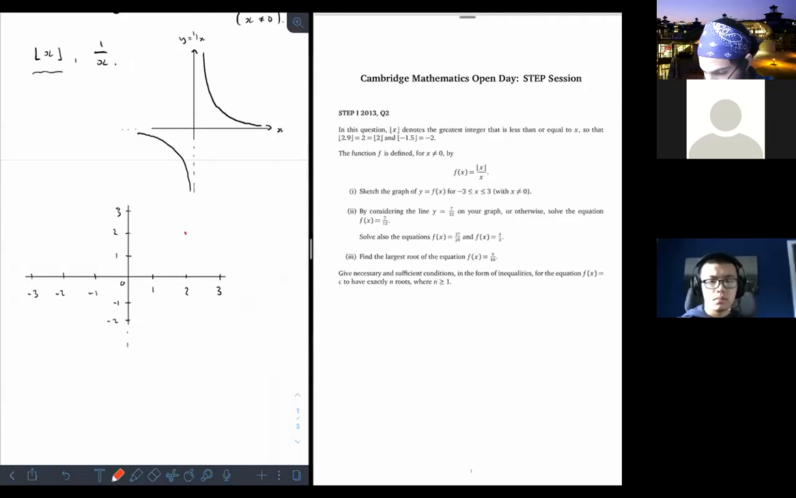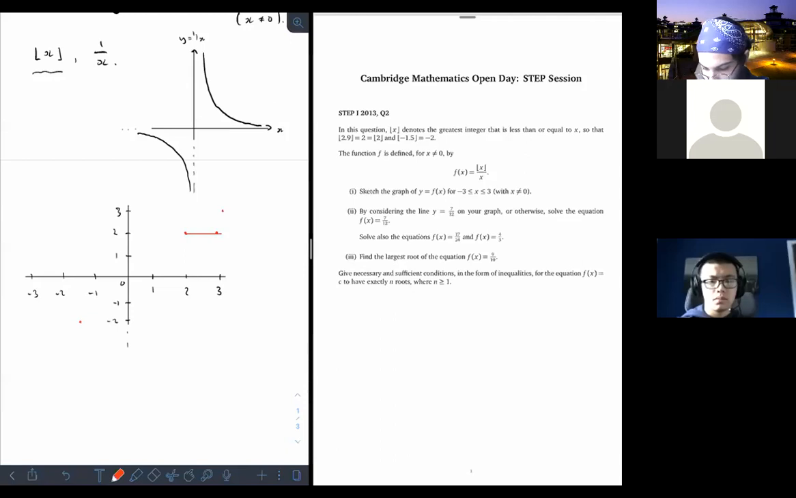So we have this point here. And for 2.9 or 2.7, we also had it was equal to 2. And for -1.5, we had it was equal to -2. So that would go down here. So we see that if we're between, say, 2 and 3, we always get the value of 2 as the smallest integer. So we expect our graph to be constantly equal to 2 in that range. But at 3, we jump up and we're equal to 3.